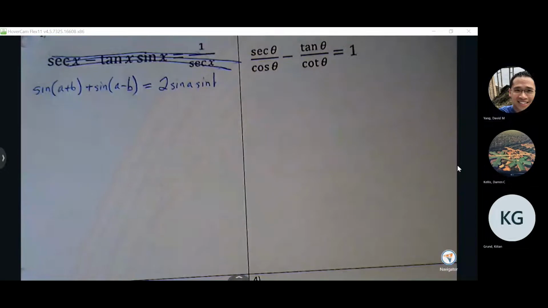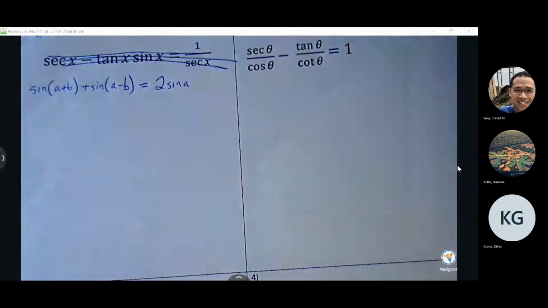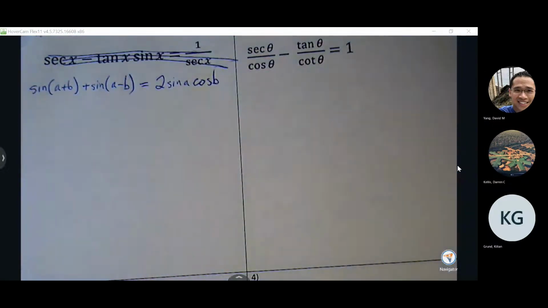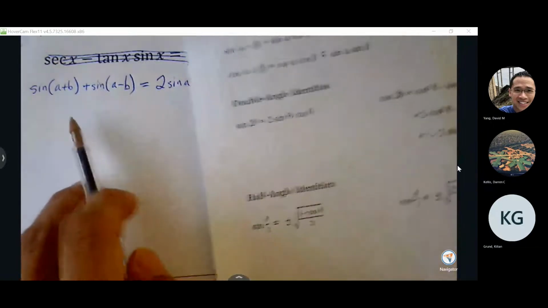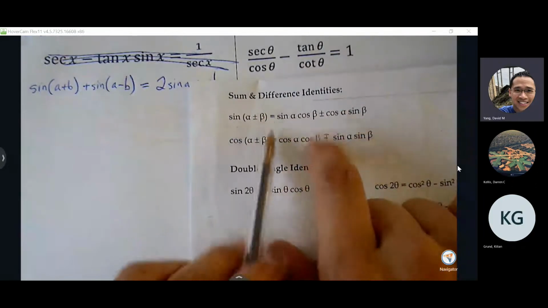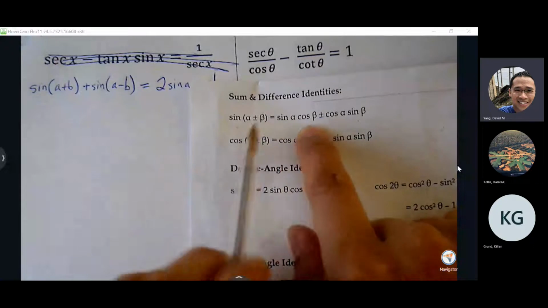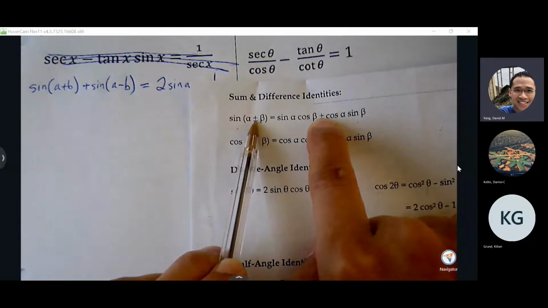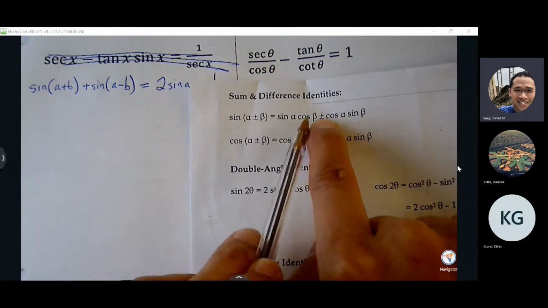Equals 2 sine A cosine B. Okay, look on your formula sheet here. Sine of A plus B. These are the way that the formula is given. It's always combining two formulas together. So if I'm using my top operation, I've got to match with the top operation. So it looks like in this case, it's going to be plus, a plus. So sine of A plus B is just sine A cosine B plus cosine A sine B.